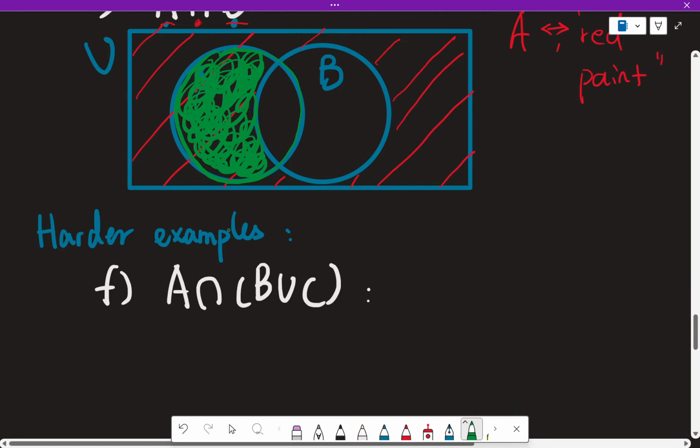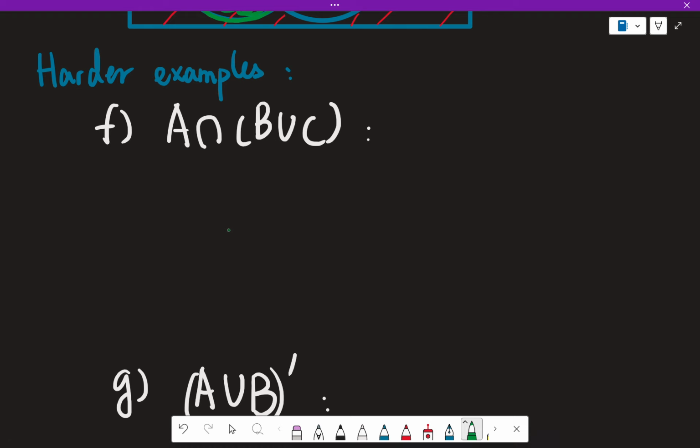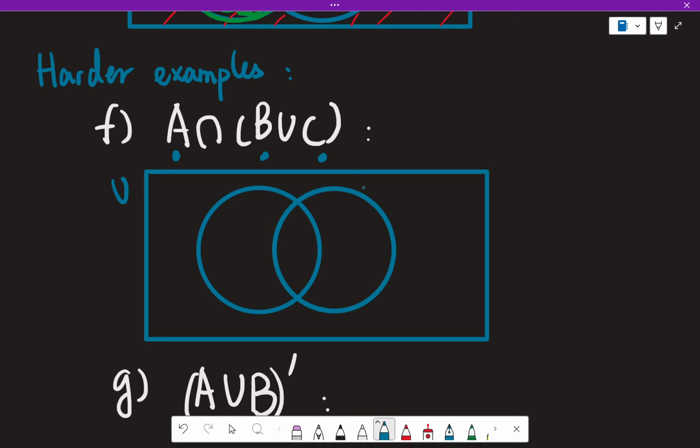Next, we're going to look at a few harder examples. The first one is A intersect with B union C. First things first, we always use a rectangular set to denote the universal set. And then we put all the sets that we know into this diagram. So we have set A, we have set B, and we have set C.